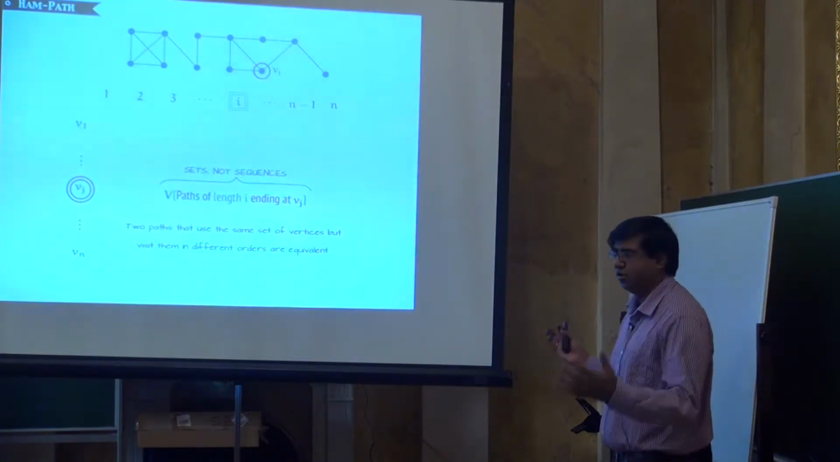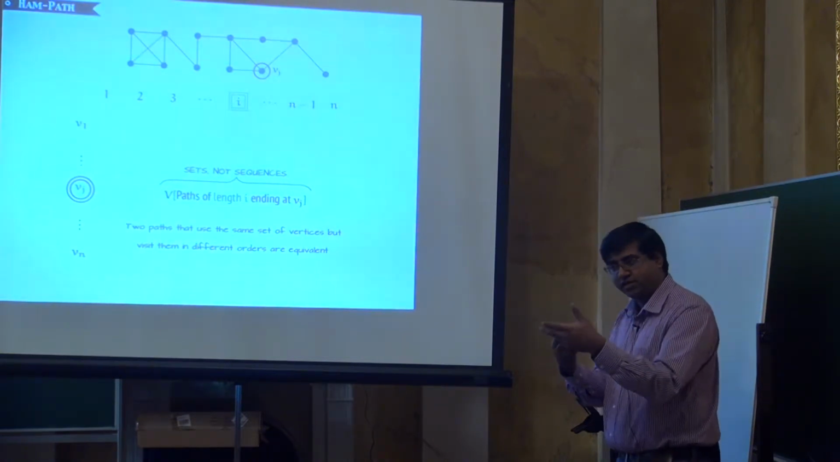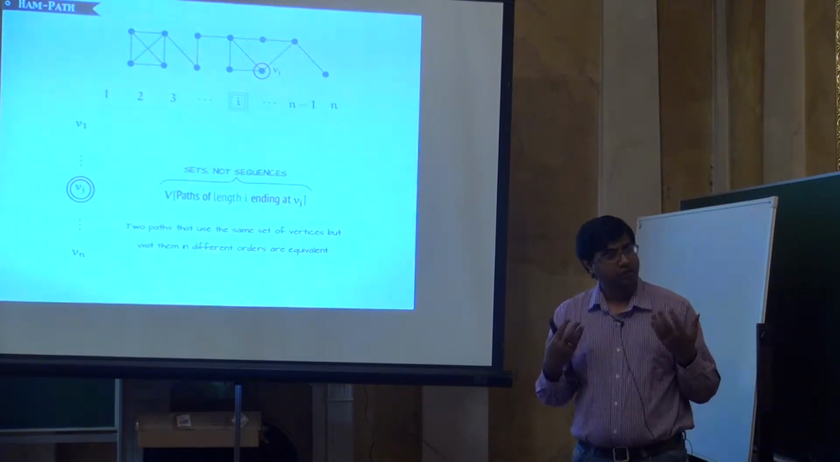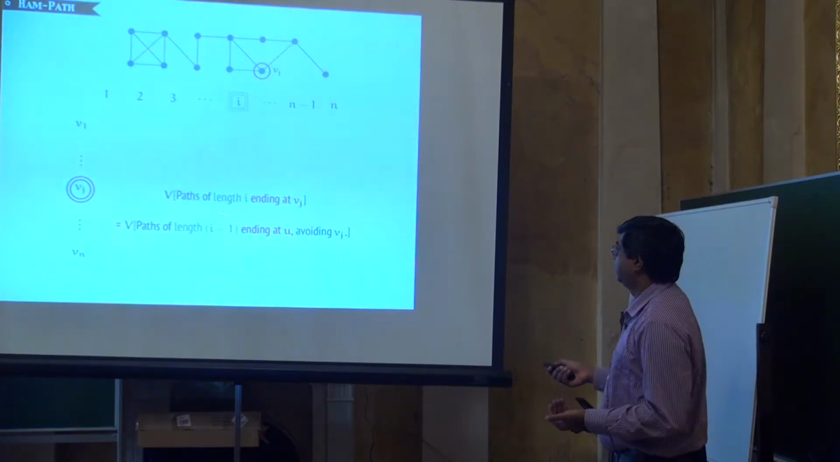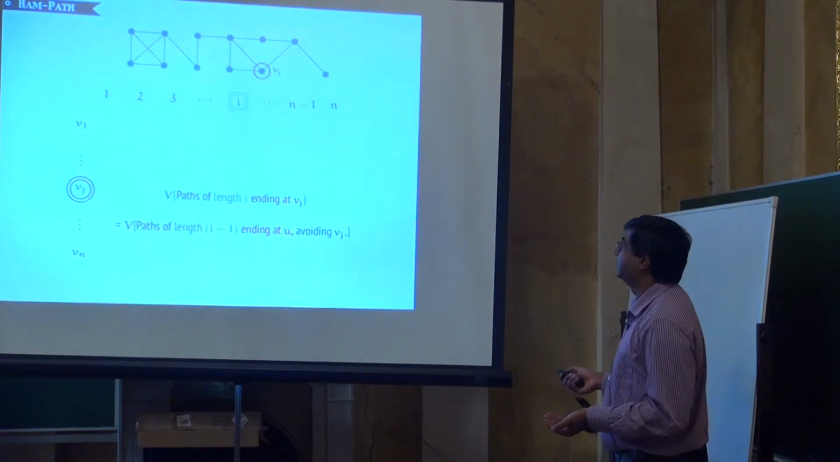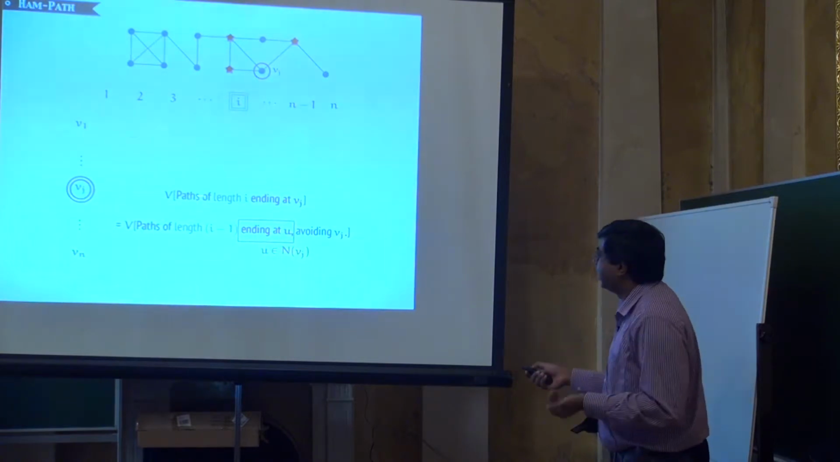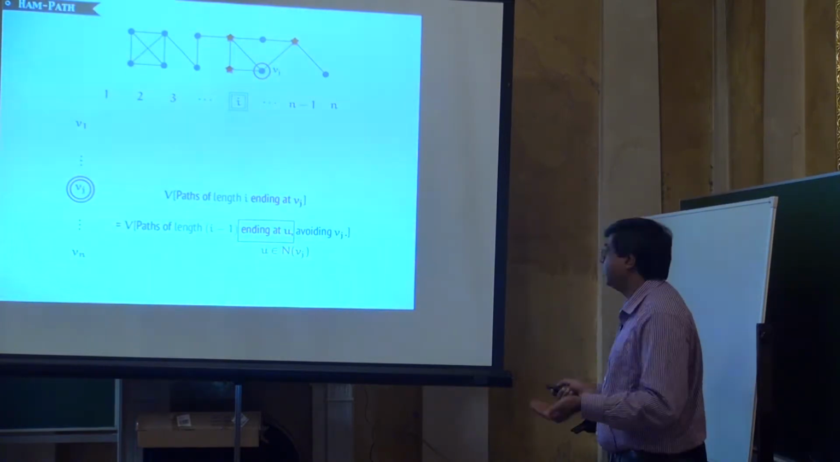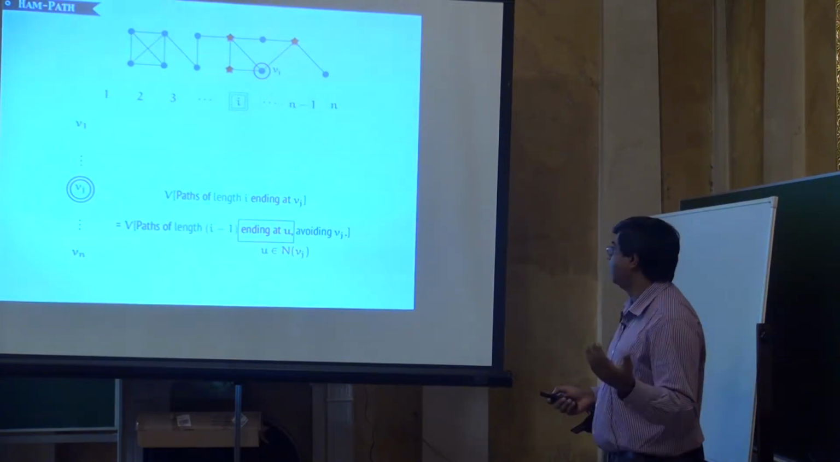So basically, we have trimmed our dynamic programming table based on an equivalence relation. We say two paths are the same if the internal vertices they traverse are the same. That's it. So what are we storing here? Paths of length i ending at Vj is paths of length i minus 1 ending at U avoiding Vj. But what should be the property of U? U has to be in the neighborhood of Vj, right? Because we need to do dynamic programming, how do we do it? Paths of length i ending at Vj is nothing but paths of length i minus 1 ending at U, which is in its neighborhood, and it avoids Vj.